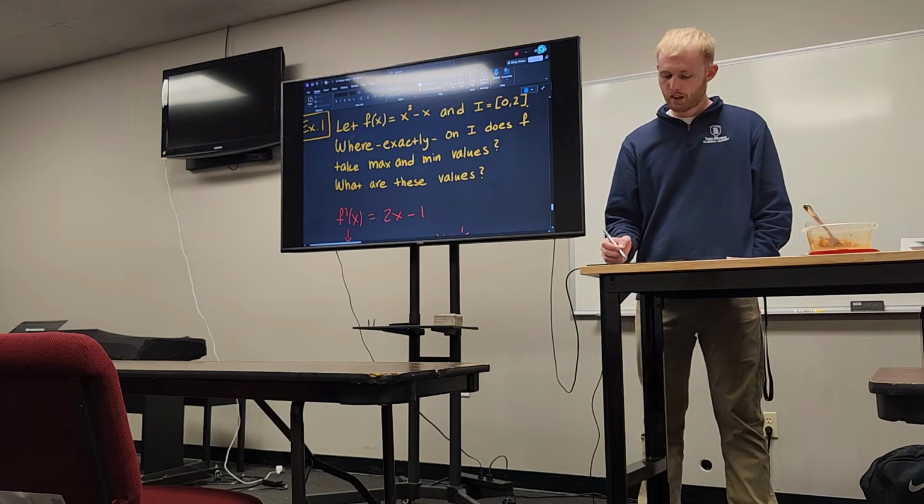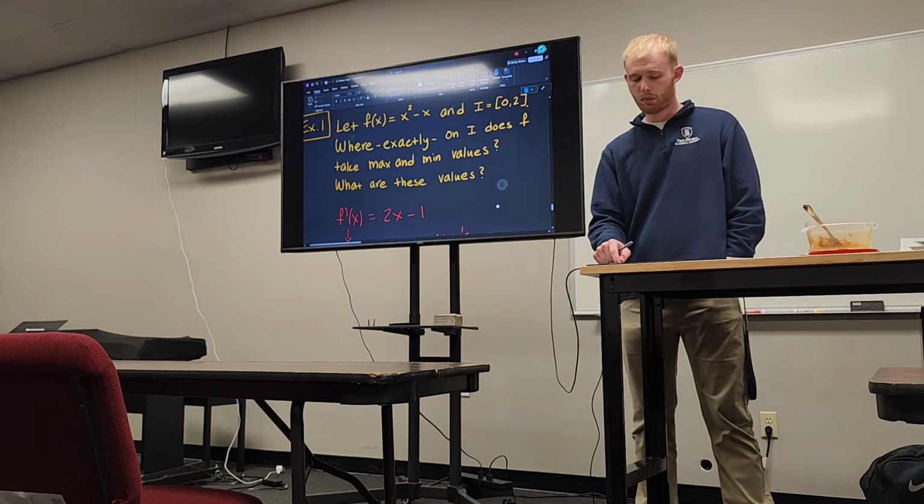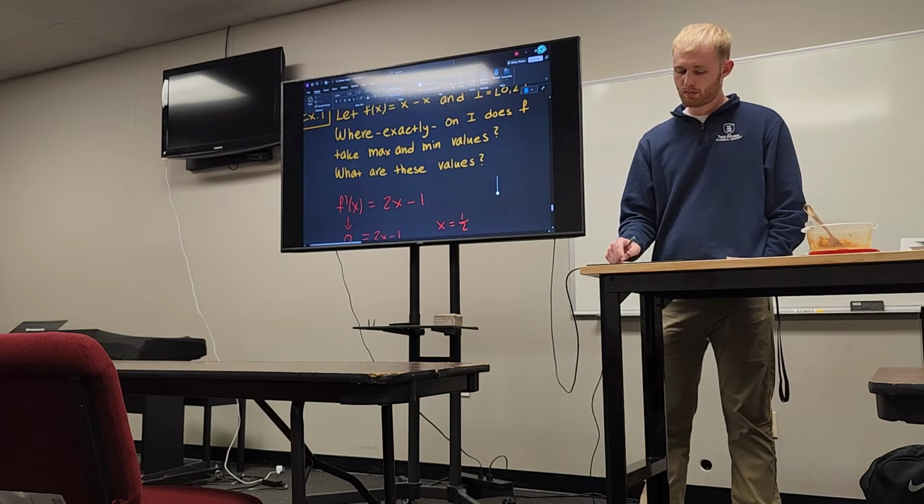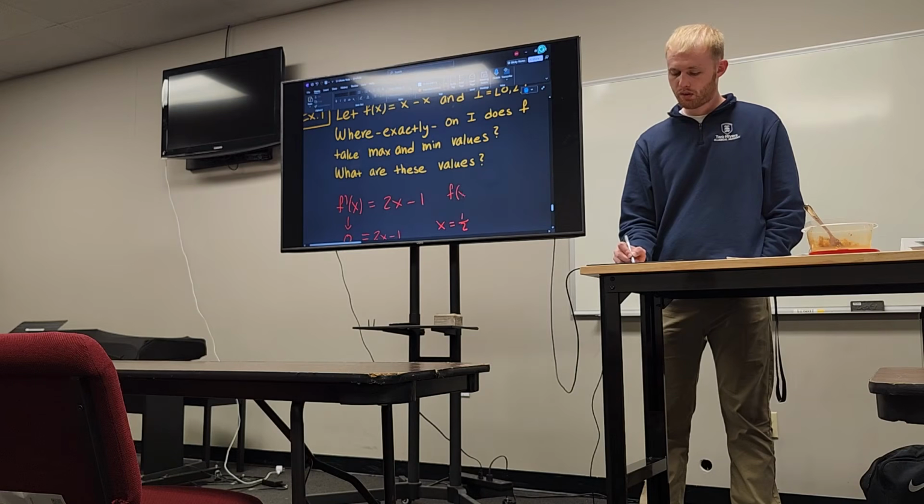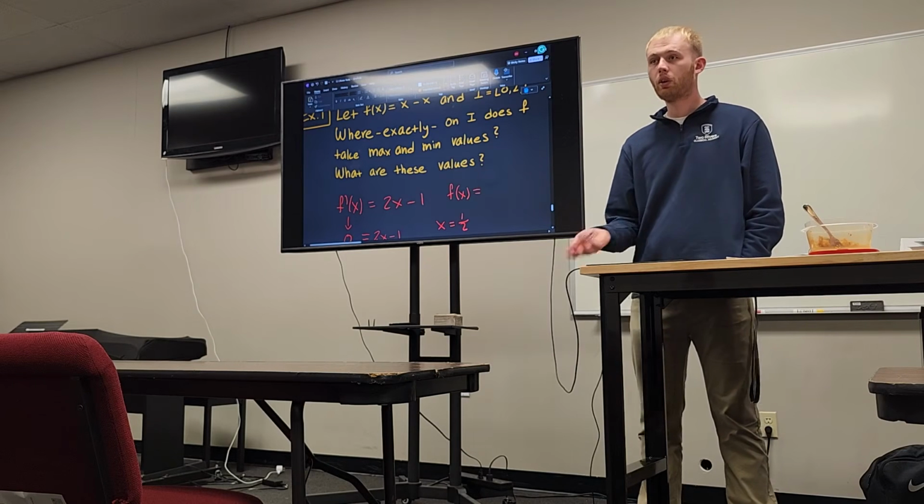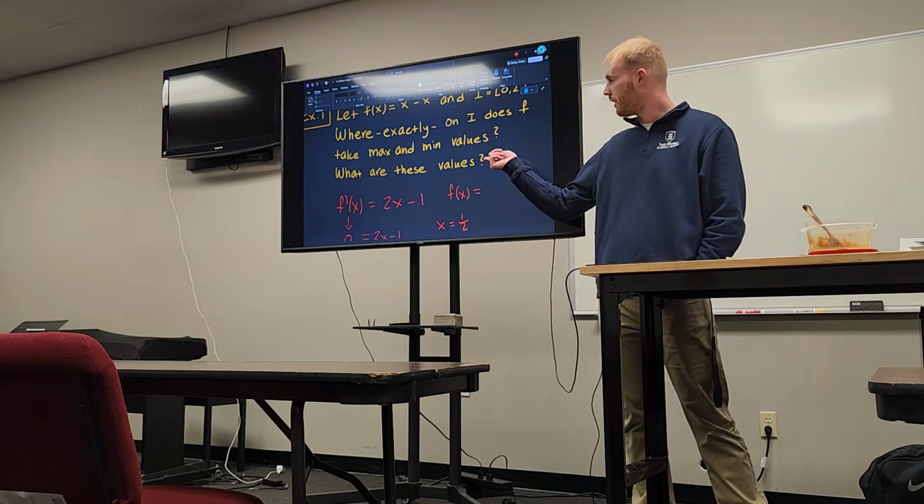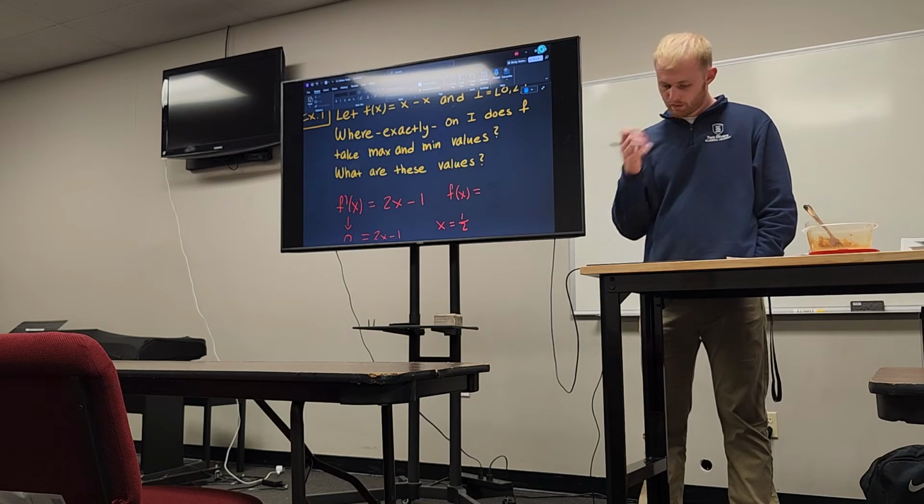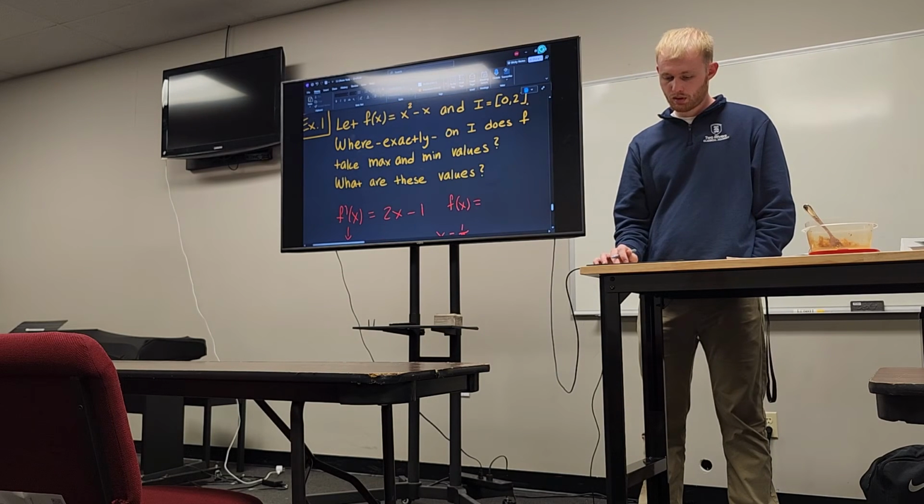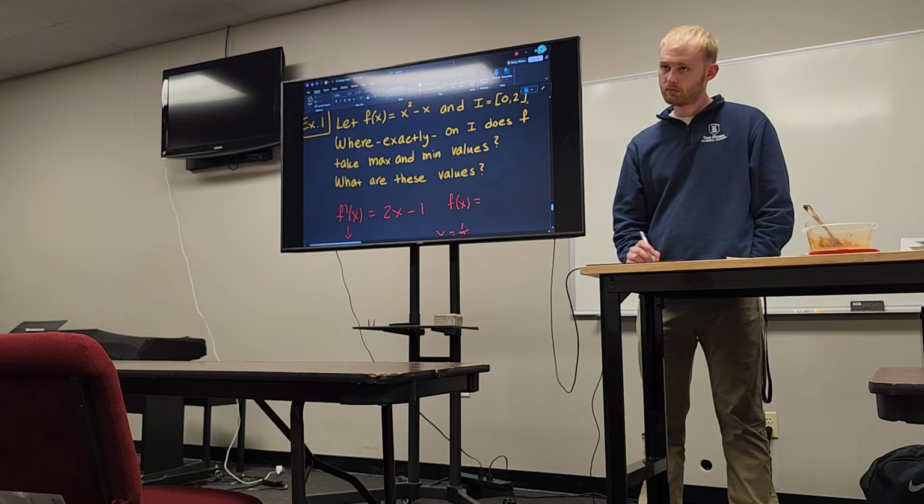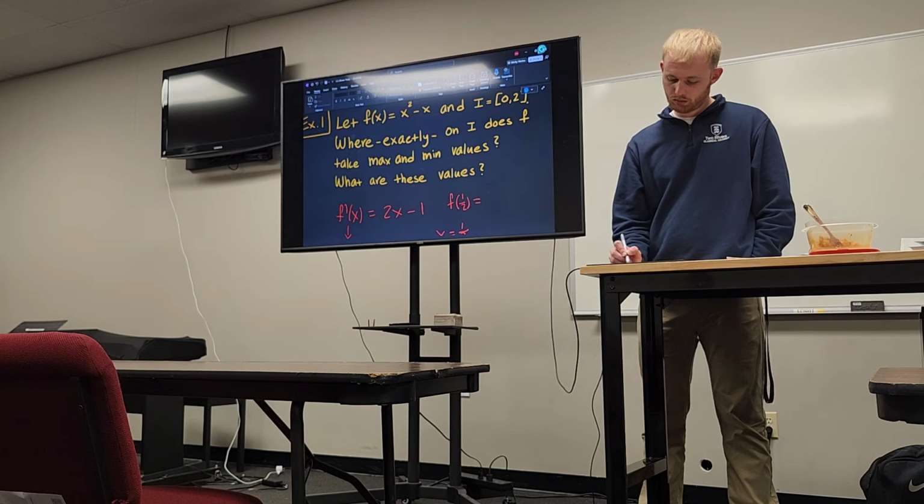So let's take that 1/2 and plug it into our original function to find what the y value will be. Then we'll know the exact point, because we want to know what these values are. It'd be 1/4 minus 1/2, so it'd be negative 1/4. Negative 0.25.